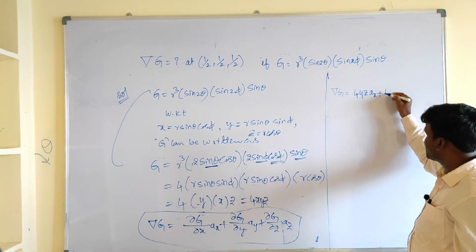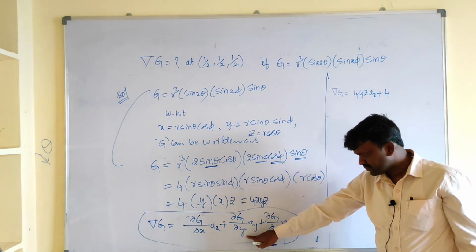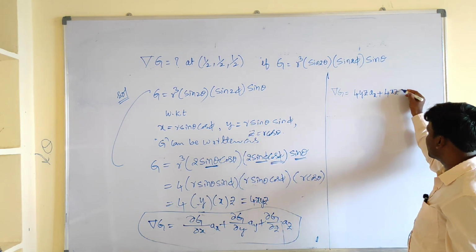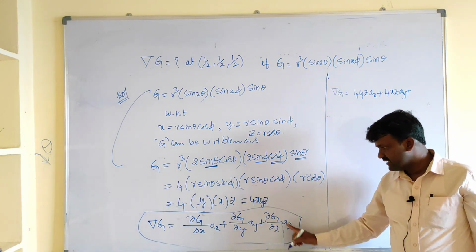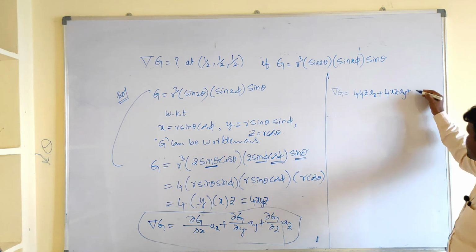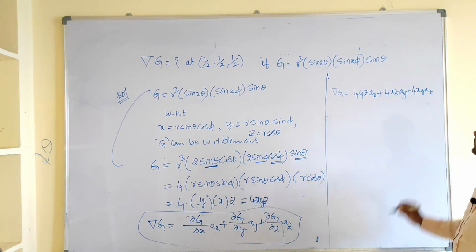Then we have 4ax. Next term is what? 4xyz, differentiation with respect to y, means 4 into xz is taken as constant. So that is the y term. And last term, dou g by dou z az. Our g is 4xyz. Here differentiation with respect to z means we can write this one as 4xyaz.